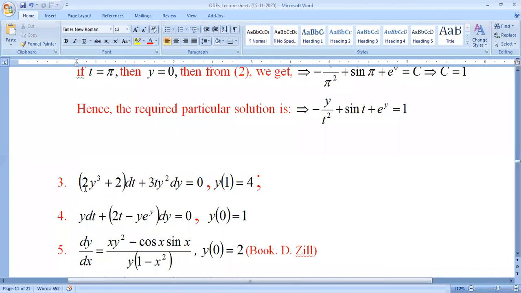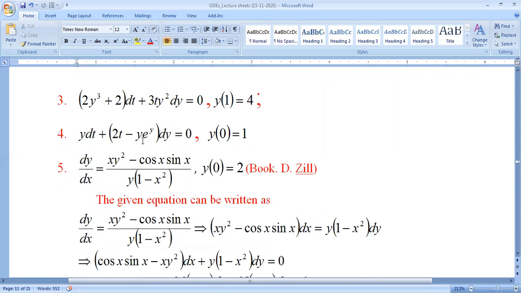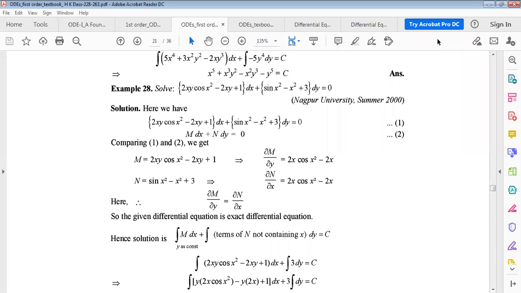Now you will try it at home. This is from the book of Dennis Zill. I will give you this book, maybe in Google Classroom. You will try it at home, problems 3, 4, 5. Okay, these three will be homework for you.